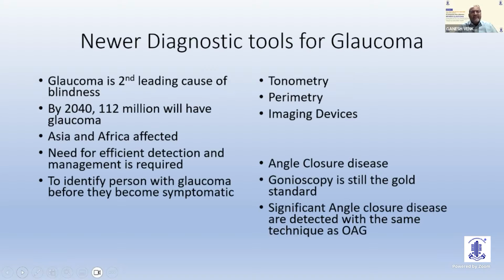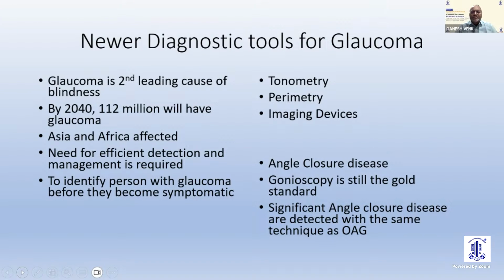Coming to the topic at hand, the newer diagnostic tools are very important because glaucoma is the 2nd leading cause of blindness in the world. By 2040, approximately 112 million people will have glaucoma, and Asia and Africa are likely to be affected maximally. You need a very good, efficient detection tool, and management is also required. You have to identify people with glaucoma before they become symptomatic. So what we'll be covering today is tonometry, perimetry, and imaging devices for diagnostic purposes.